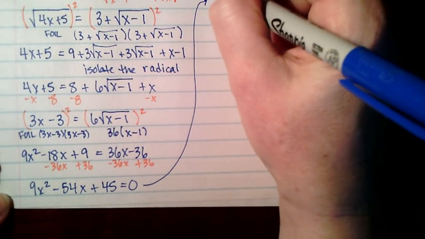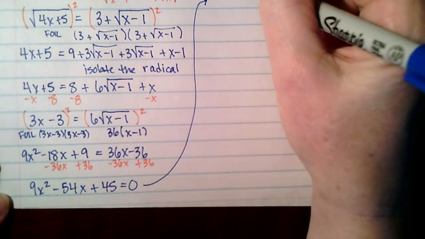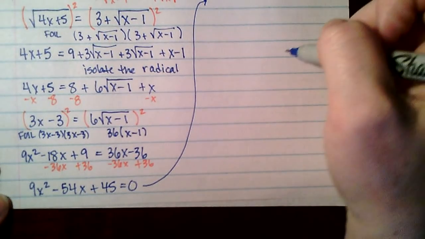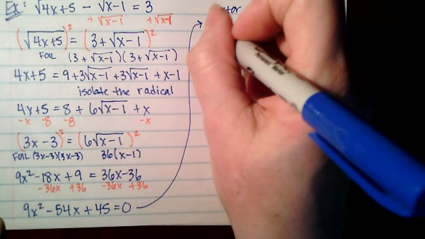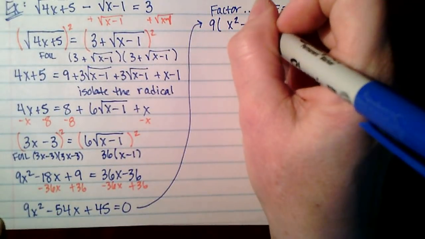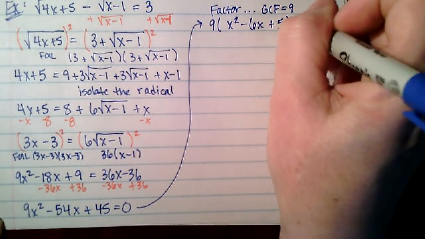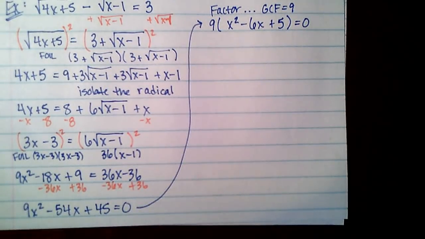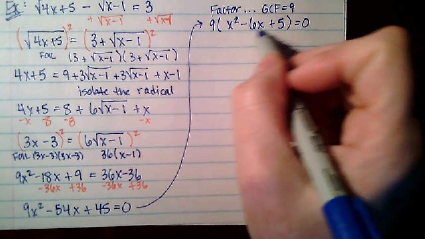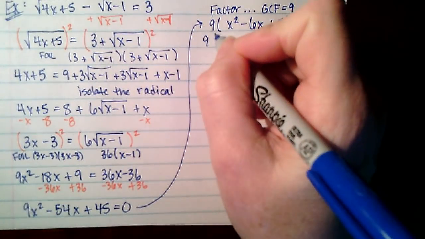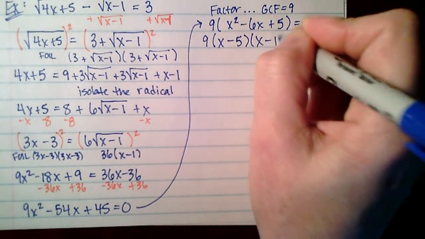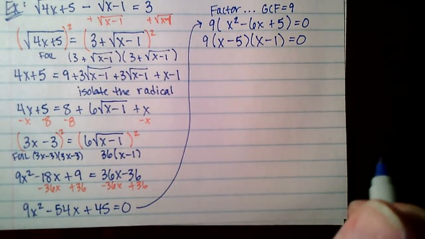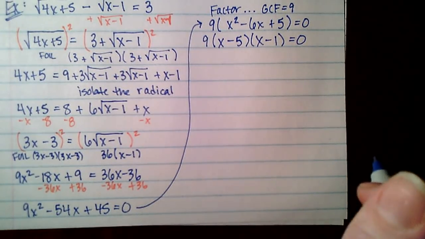So now I'm going to factor. So I will start with a GCF because that's how we do. The GCF for these three terms will be 9. So I'll put 9 times x squared minus 6x plus 5 equals 0. Now I'm going to save you the time on factoring that, and I will just tell you it factors to x minus 5 times x minus 1 by the AC method. And then we're going to solve that.